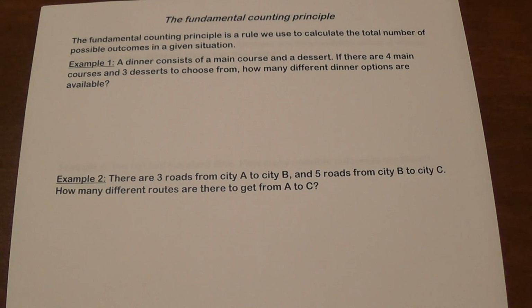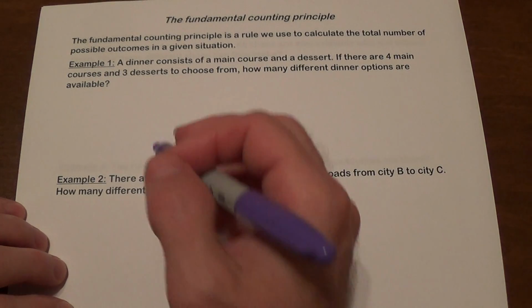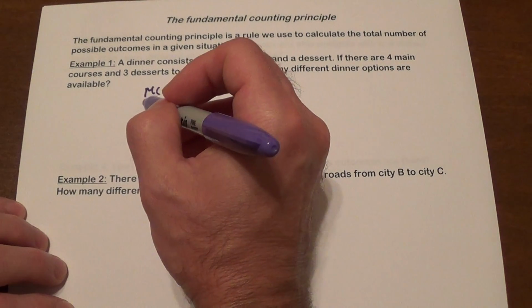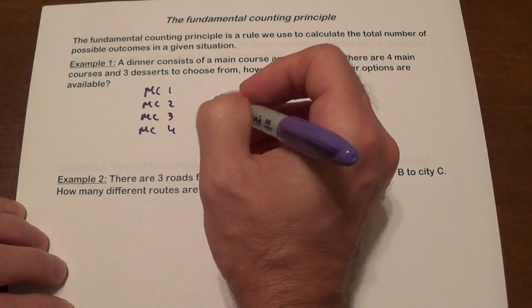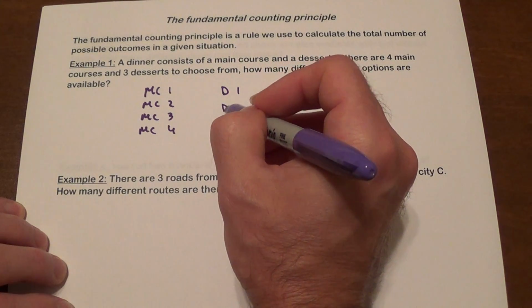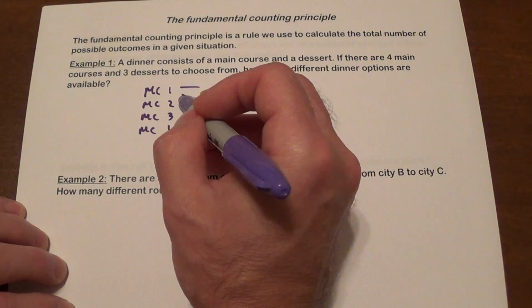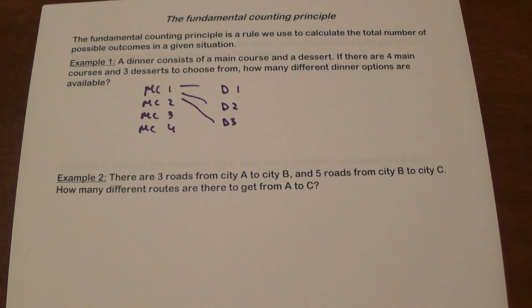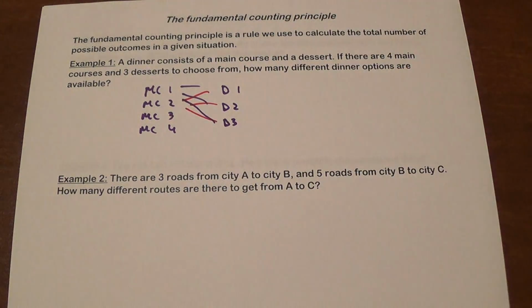A dinner consists of a main course and a dessert. There are 4 main courses and 3 desserts to choose from. How many different dinner options are available? Well, one way to look at that, you have main course 1, main course 2, main course 3, main course 4, and then dessert 1, dessert 2, dessert 3. So from each one here, you can go with one dessert, right? From each one here, you're going to get combined with one dessert, etc., etc.